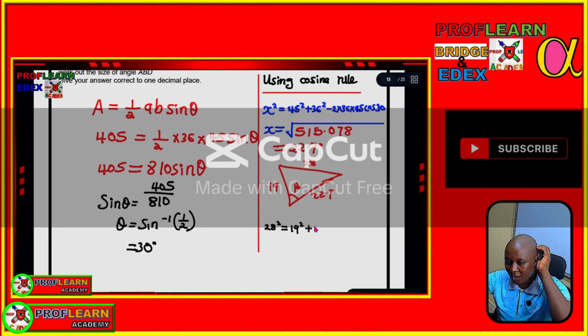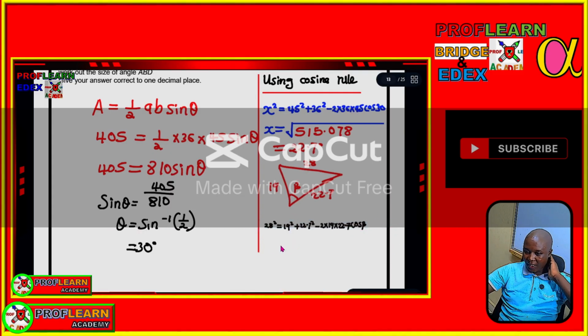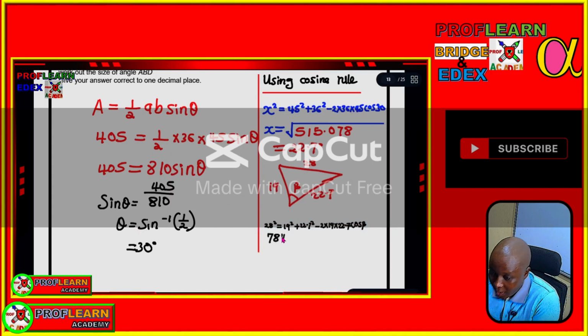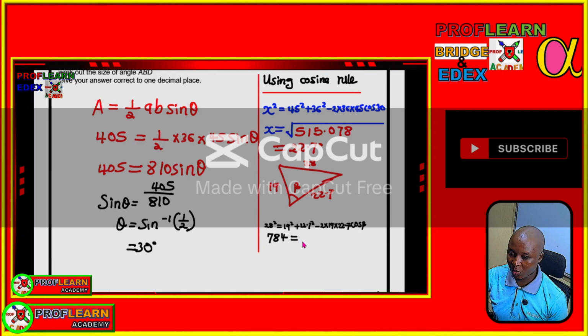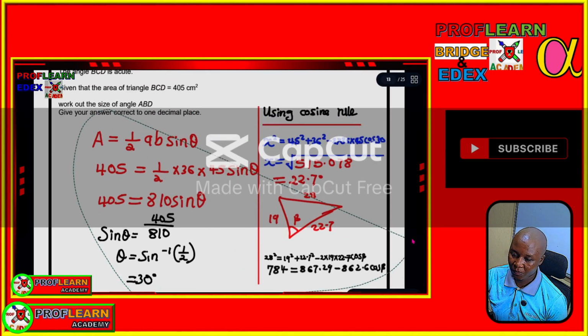So it will be 28 is equal to 19 squared plus 22.7 squared minus 2 times 19 times 22.7 cos beta. Yeah, so we are going to rearrange whatever we have here so that we can simplify and then find the cos inverse of the simplified value.